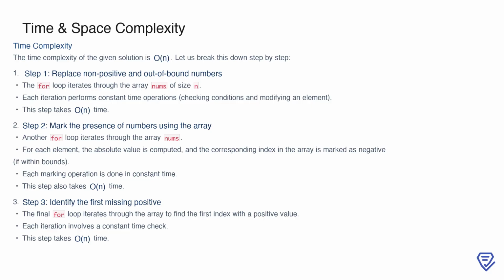Finally, in the third step, we identify the first missing positive number. This involves yet another for loop that scans the array to find the first positive value, with each check taking constant time. Again, this step adds O(n) to the total. So overall, the time complexity is O(n) for each step, leading to an aggregate complexity of O(n).